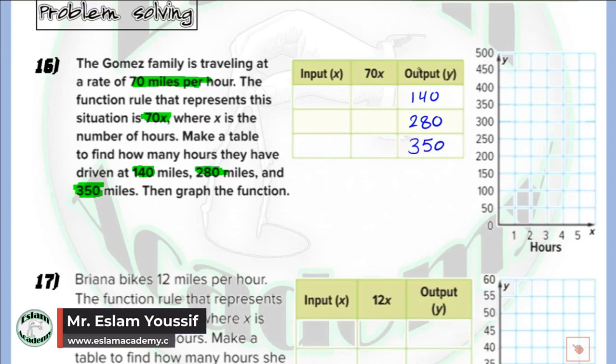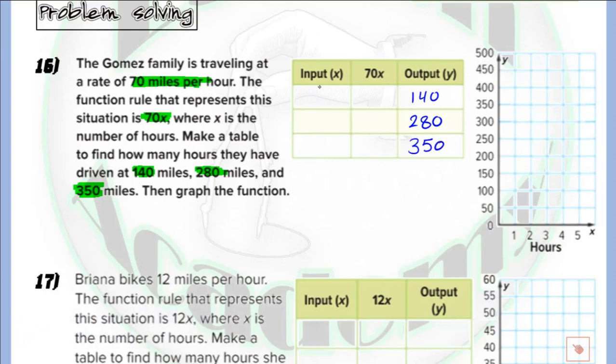We said if we have the output and we need to find the input, we will use the inverse operation. 70x means 70 times x. So all we have to do is divide by 70 to find the number of hours. So 140 divided by 70 equals 2. 280 divided by 70, the answer will be 4. 350 divided by 70, the answer will be 5.